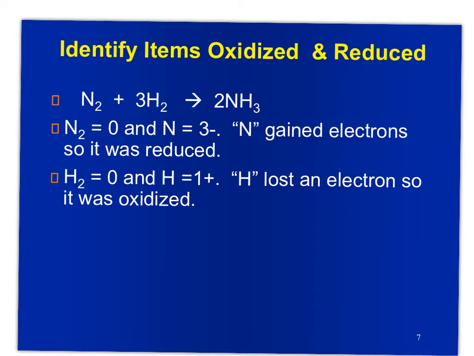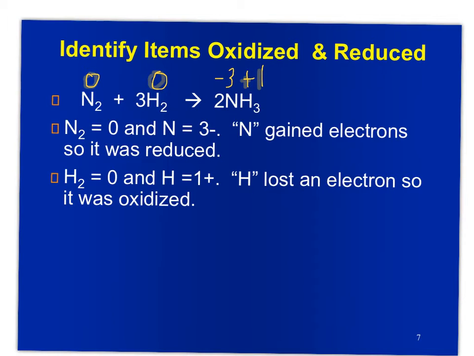And so we have to look at the oxidation numbers. So the oxidation number of nitrogen is 0, and the oxidation number of hydrogen here is 0. And on this other side, the hydrogen is a +1. And that would mean that nitrogen's a -3.